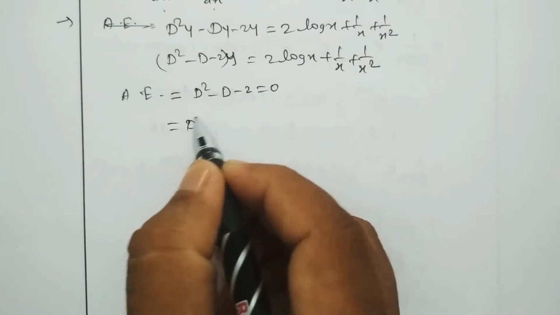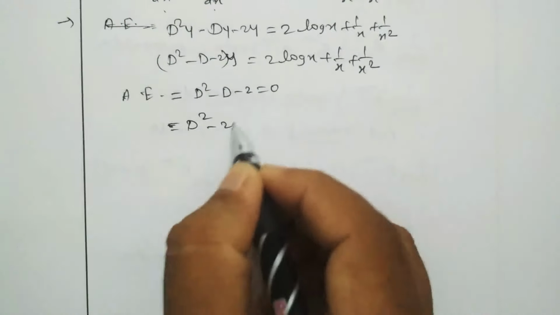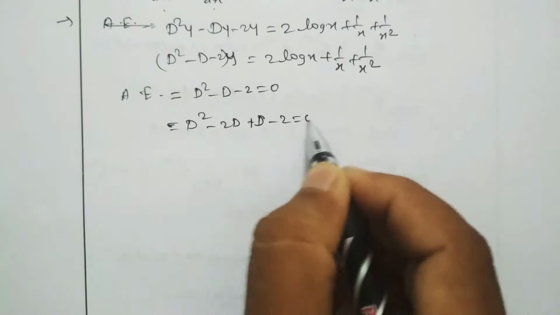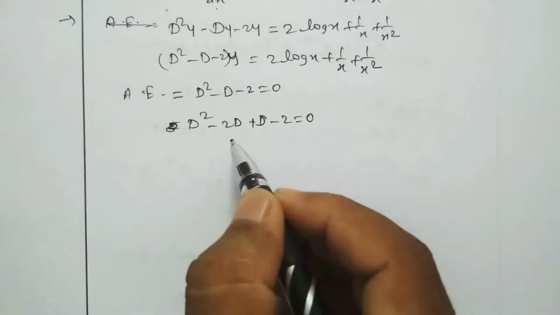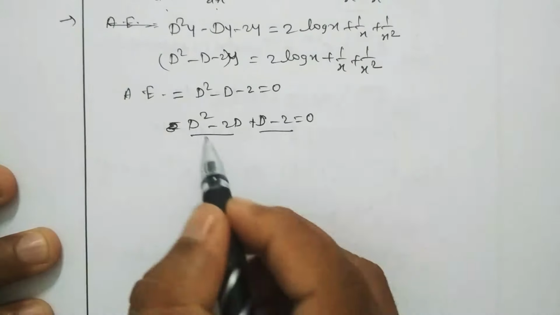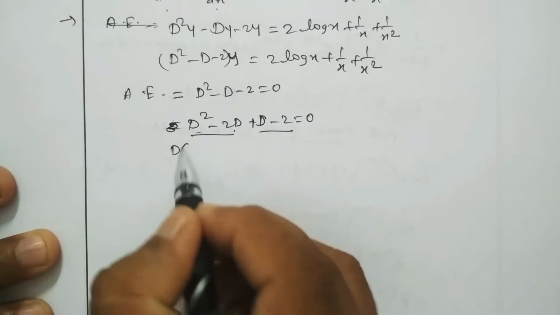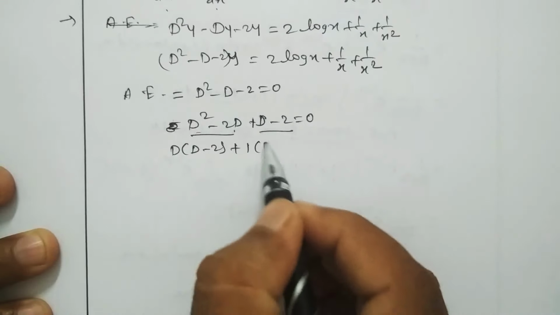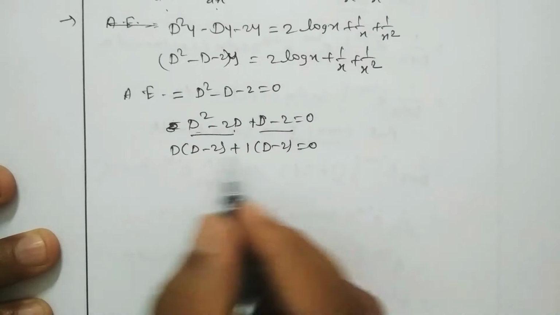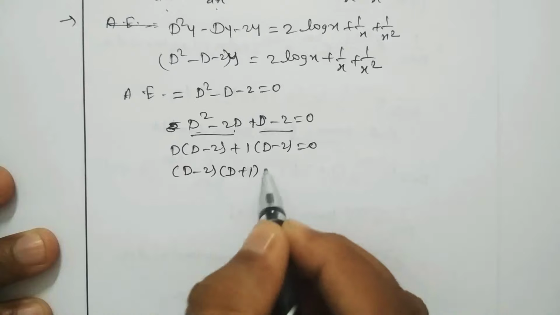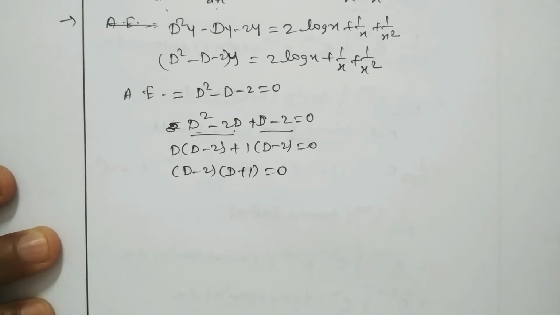So we can write d square minus 2d plus d minus 2 equals 0. So what will you get here? Taking d common from the first part, we get d minus 2, plus taking 1 common, we get d minus 2 equals 0. So this is (d minus 2) into (d plus 1) equals 0. So these are the two factors.